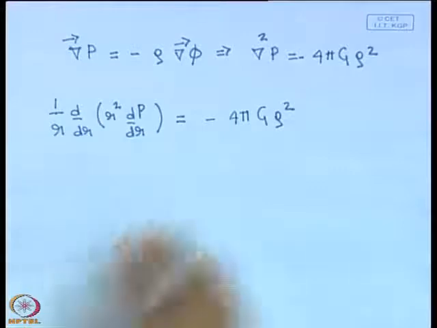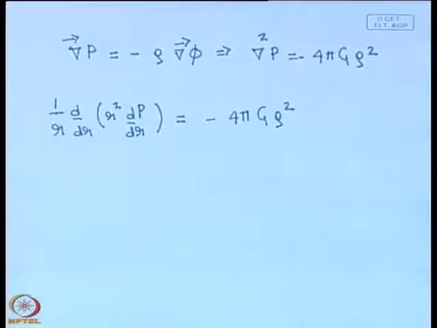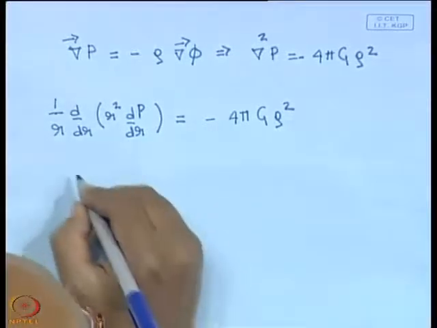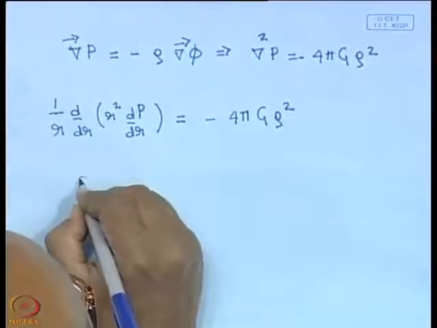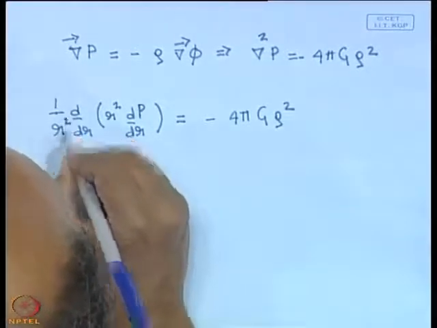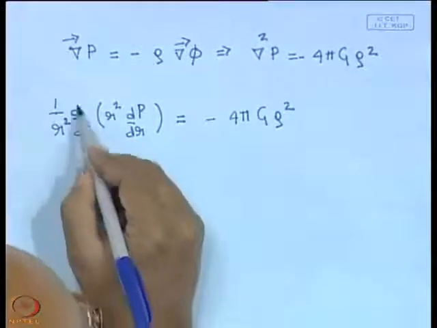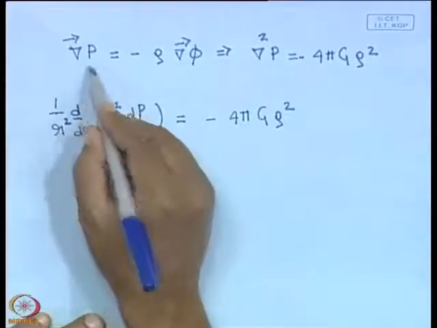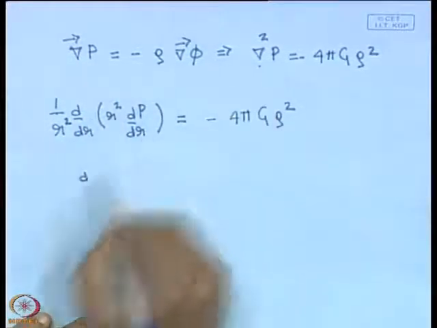So we have to now solve this equation. We are working in spherical polar coordinates. So we integrate this equation from the inside towards out, and if you integrate this, what you get is r squared here, 1 by r squared d by dr r squared. So this is the Laplacian operator in spherical polar coordinates.